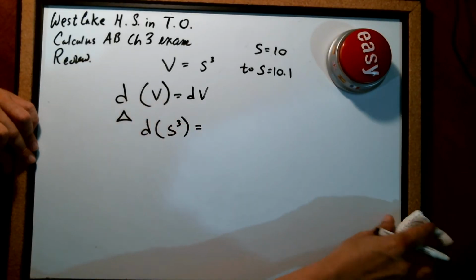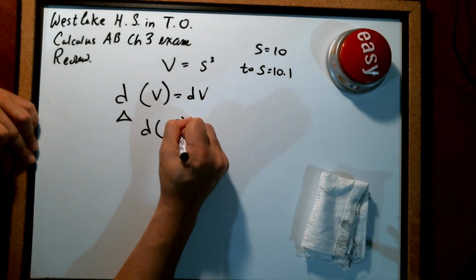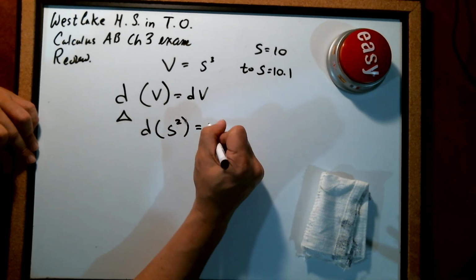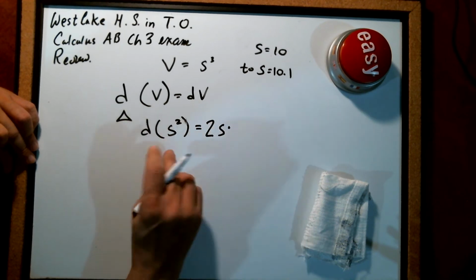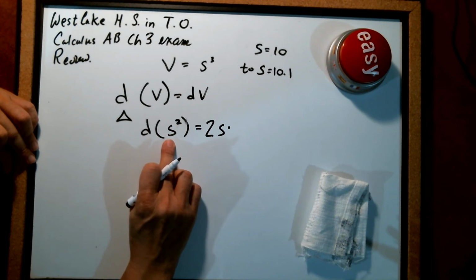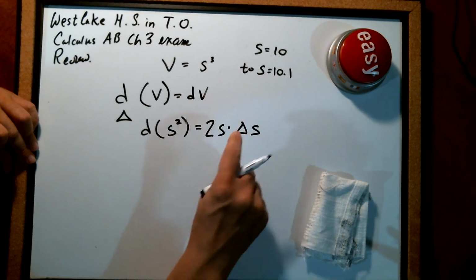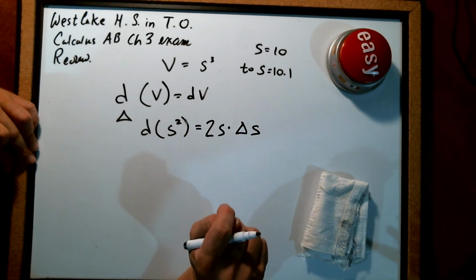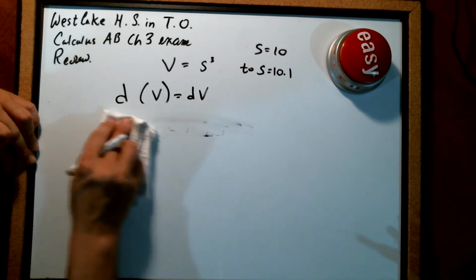What's the differential of side cubed? Or let's do something a little bit more interesting. How about side squared? What's the differential of side squared? We take the derivative of side squared, which using the power rule is 2s, times the derivative of the inside. The derivative of side will be the change in s, or the differential, or the delta s. Does that make sense? So that's how we do this.